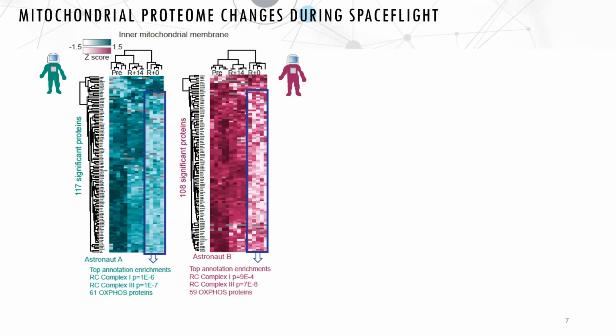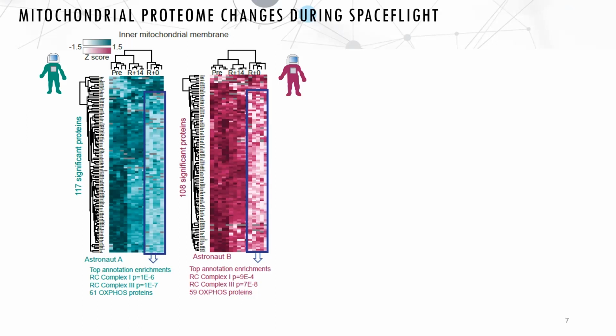And we did paired t-tests comparing the biopsy pre-mission to the biopsy on the day of landing. And we obtained over 100 significant proteins per astronaut. So there are over 100 proteins of the inner mitochondrial membrane that significantly change in expression during spaceflight. And if you put these proteins on a hierarchical clustering system, what you can see is that we basically get one big cluster of proteins that are definitely decreasing significantly during spaceflight.